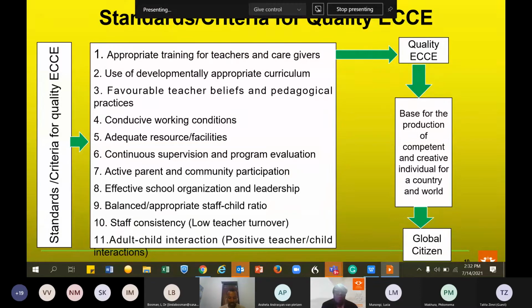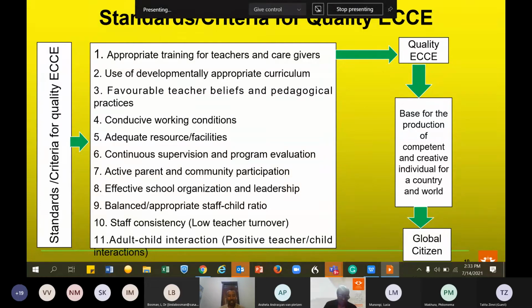Here, good school organization contributes to the active teaching-learning process and produces effective results. So there should be effective school organization and leadership. The other one is a balanced or appropriate staff-child ratio. Here, there should be a manageable ratio between the staff and the child. If the children are more and the number of teachers is very limited, it may have its own impact on the quality of teaching, maybe the quality of the assessment. So the balance between the two should be appropriate.